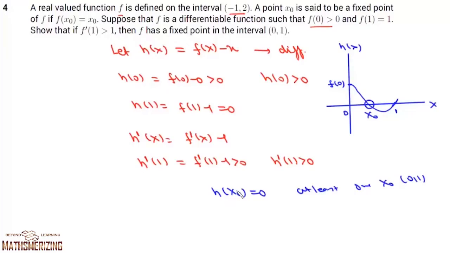Now what is h(x0)? It is f(x0) minus x0 equals 0. That is the value of f(x0) must be equal to x0. That means this f has a fixed point in the interval 0 to 1.